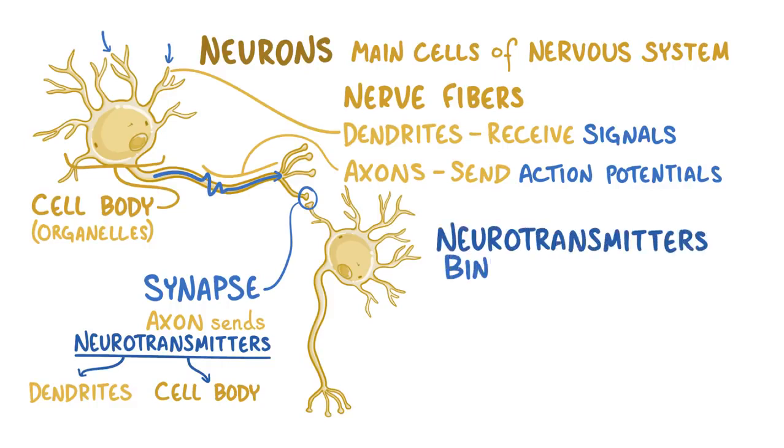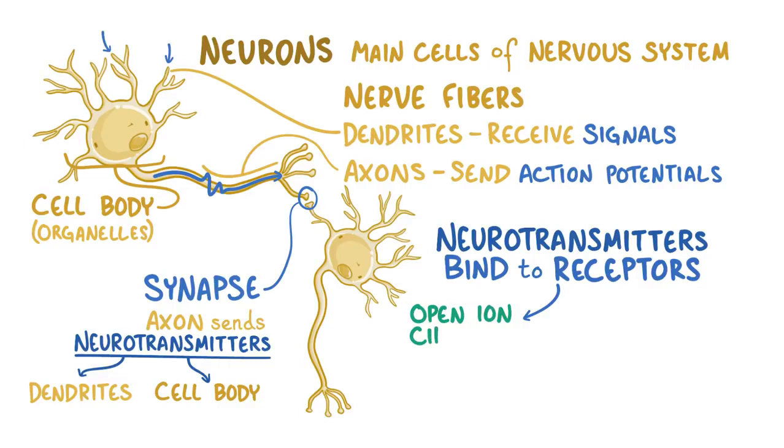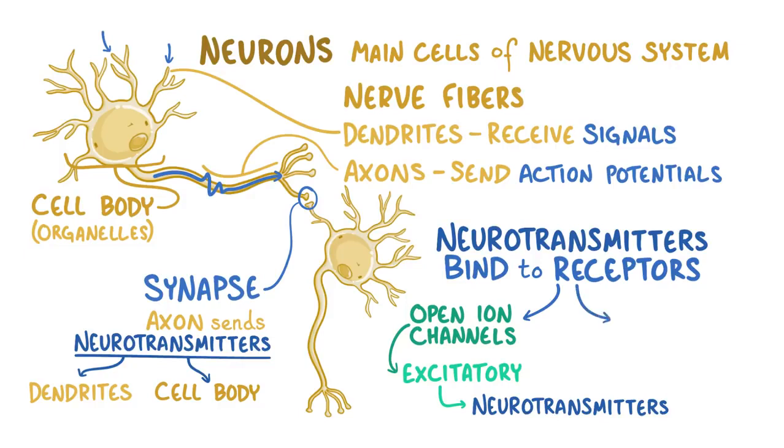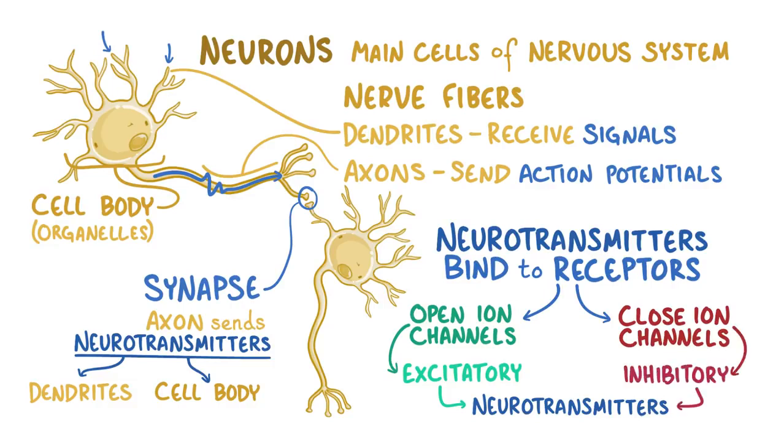Some neurotransmitters bind to the receptors and tell the cell to open up the ion channels and relay the electrical message, and these are called excitatory neurotransmitters. But there are others which can close the ion channels and prevent an electrical message from going through, and these are called inhibitory neurotransmitters.